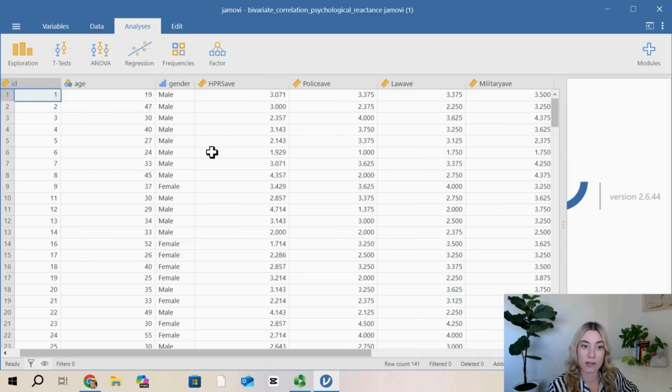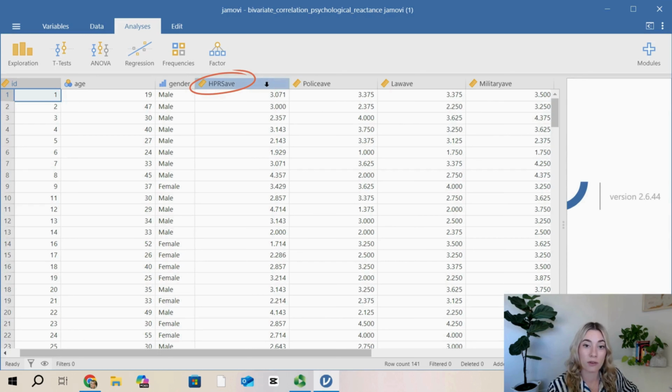Here we have our dataset within Jamovi. We can see here that each row corresponds to a single participant within our dataset. We have age and gender, but we won't be considering these demographic variables in our analysis today. We're interested in these 4 variables.